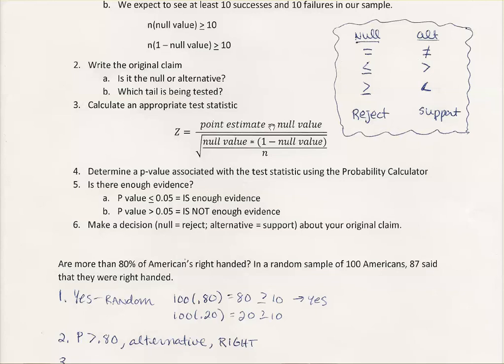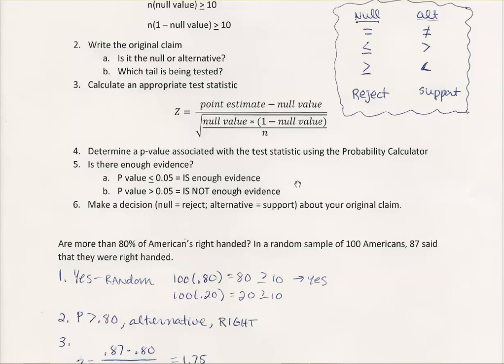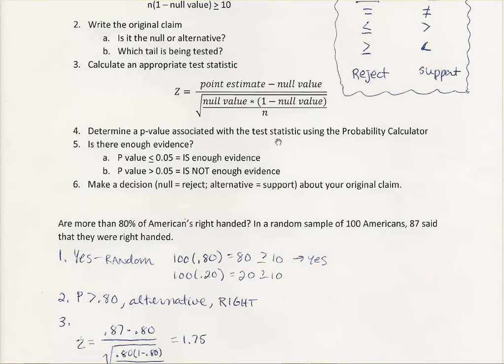Then this is your standard error down here, and that's just basically the null value. Also, all of these are in decimal. Do not use percentage. But then what you're going to do is take the point estimate minus the null, and then it's over your standard error, where your standard error is the square root of the null value times 1 minus the null value, over the total sample size. You then determine a p-value associated with the test statistic using the probability calculator.